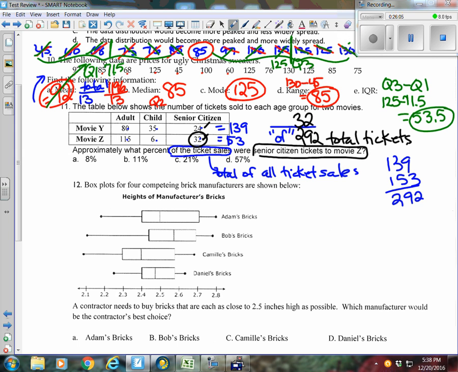If you divide, and my calculator is turned off, so if you divide, I got 0.1095. Move the decimal over 2 places. That's the same as 10.9%, or rounded, that's 11%. Choice B is my correct answer for 11.